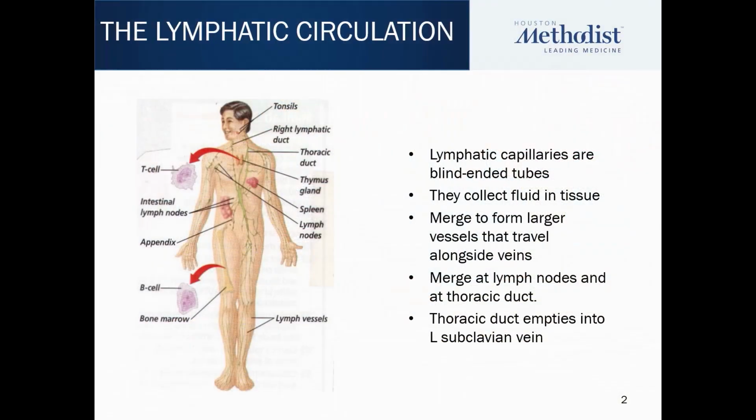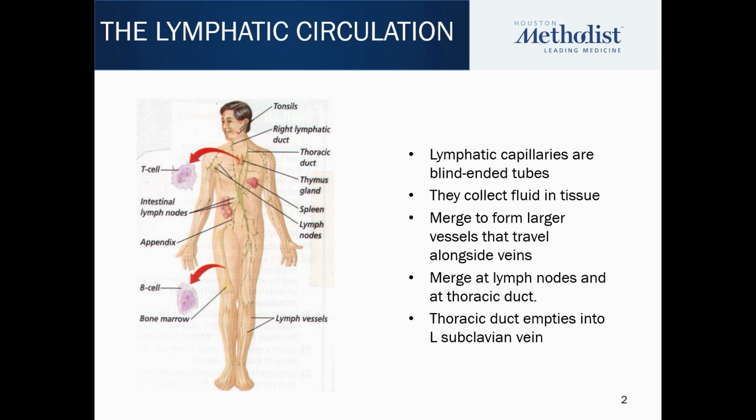So let me start with this first slide that illustrates the ubiquity of the lymphatic circulation. The lymphatics are throughout the body in all tissues. They start out as blind-ended capillaries that are entirely composed of endothelial cells. So those blind-ended tubes are there to collect fluid and protein that has escaped from the rest of the circulation. So they collect the fluid in the tissue.